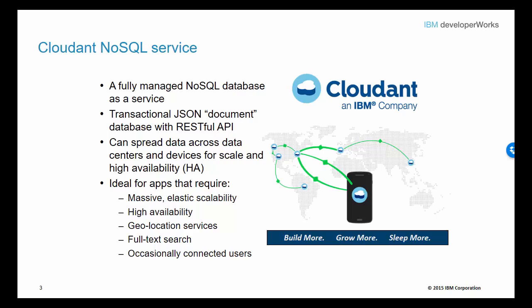So it's ideal for apps that require massive elastic scalability, high availability, geolocation services, full text search, and occasionally connected users, which means that users need to be able to work offline when they're not connected to the database directly.